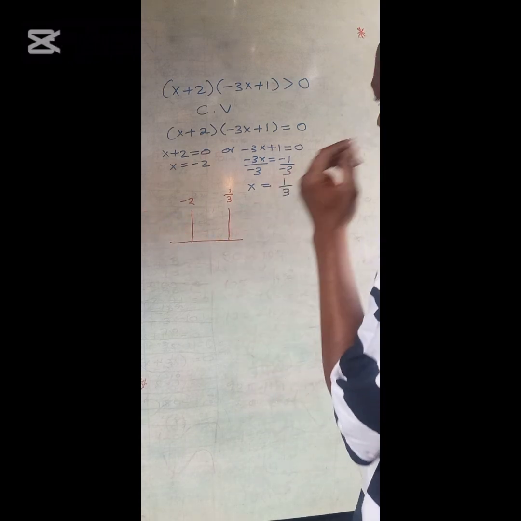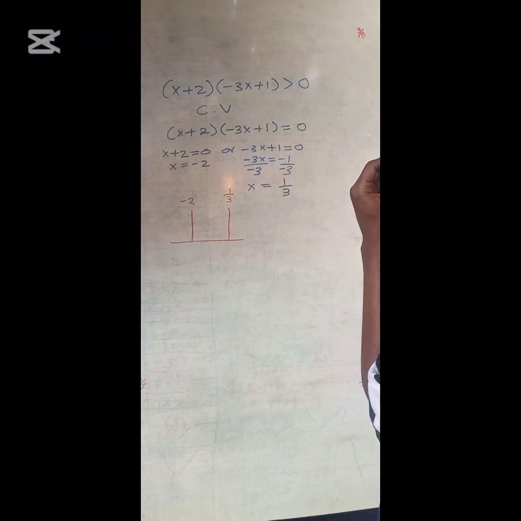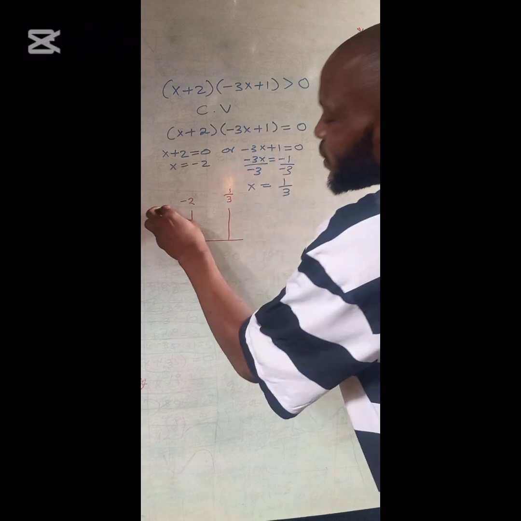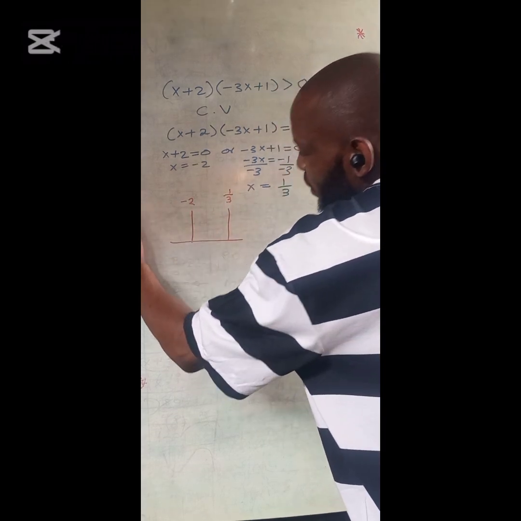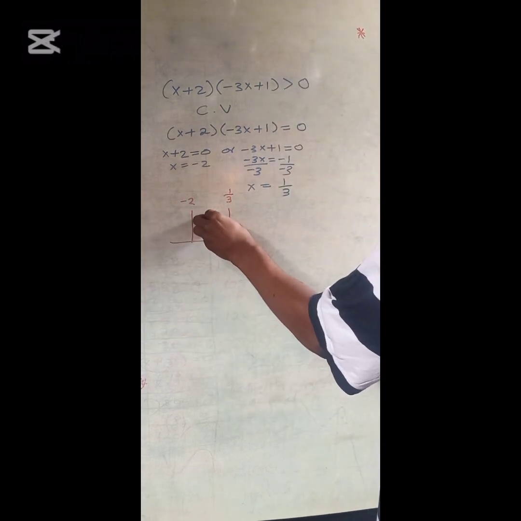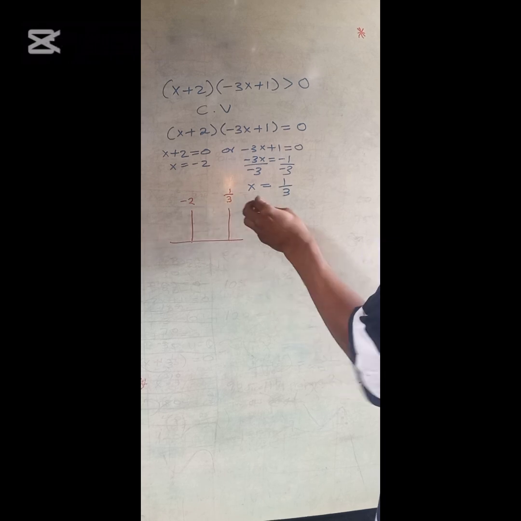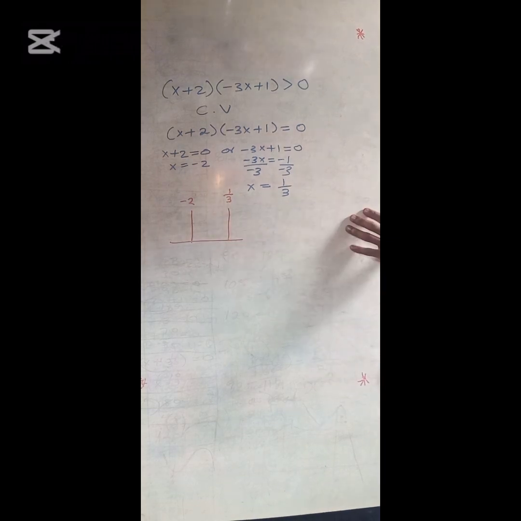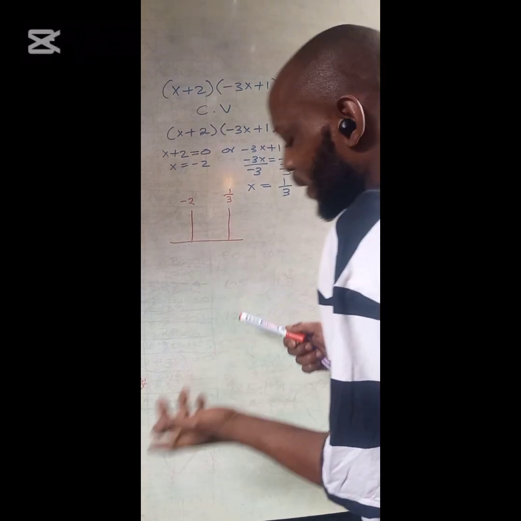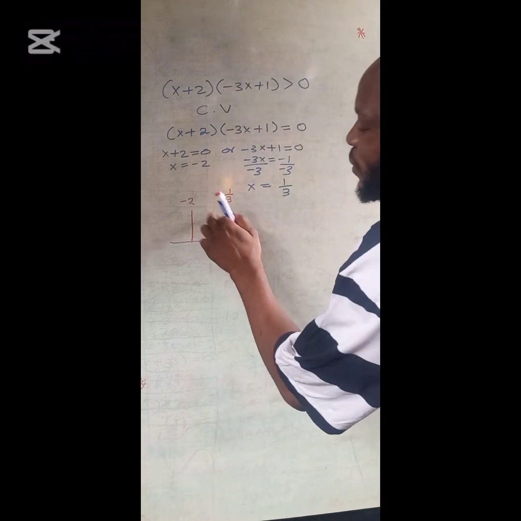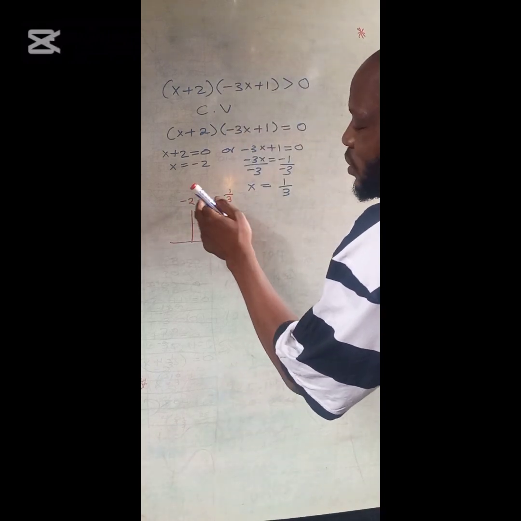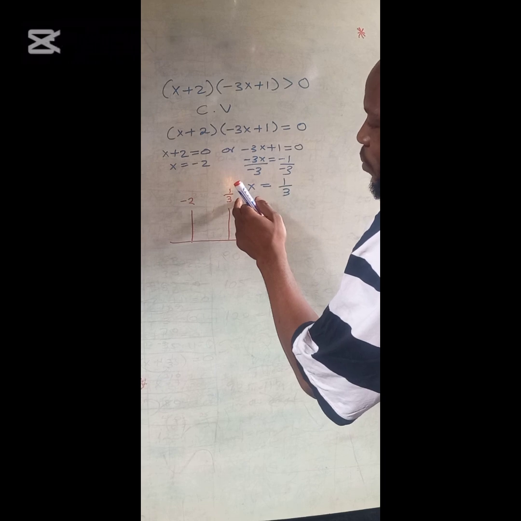So for example, we can choose a value that is less than negative 2, that is between negative 2 and 1 over 3, or that is greater than 1 over 3. I like to always choose the easy one. So if I choose 0, 0 is here. 0 is between minus 2 and 1 over 3.